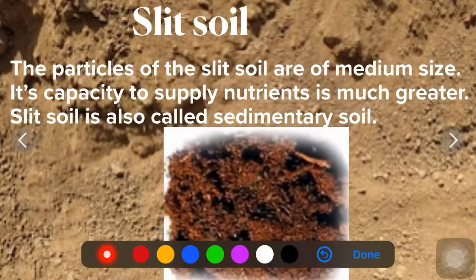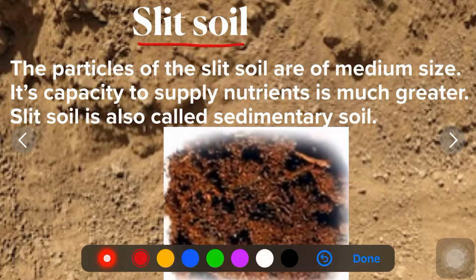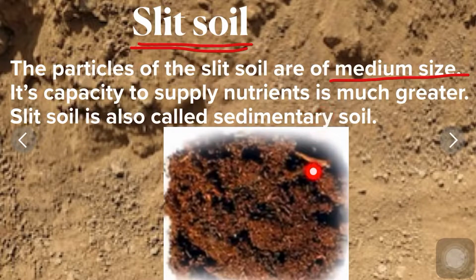Now, the next soil based on its texture is silt soil. The particles of silt soil are of medium size. Silt soil is not as easy to plough as sandy soil. However, it is much easier to plough than clay soil. This soil contains a large proportion of organic materials. Its capacity to supply nutrients is much greater. Silt soil is also called sedimentary soil.